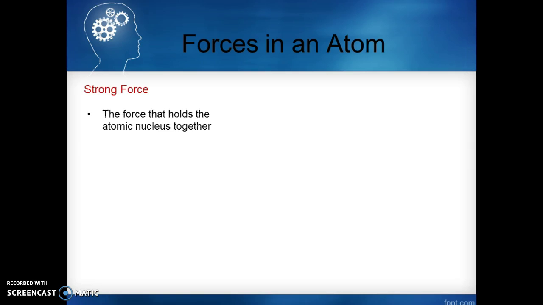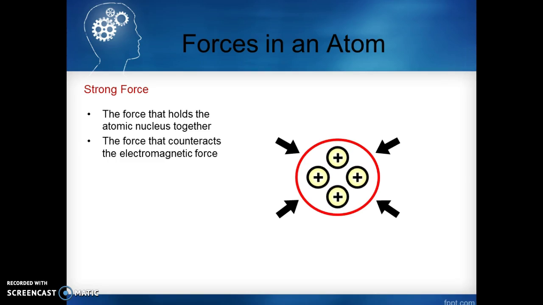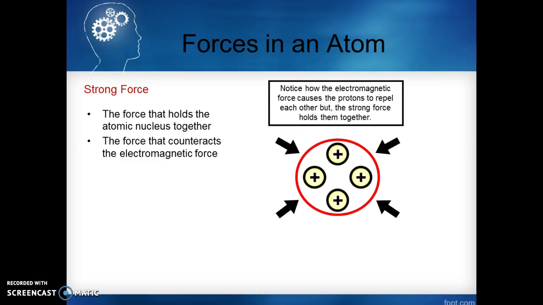Strong force. This is another force in the atom that holds the atomic nucleus together. The force that counteracts the electromagnetic force. So within the nucleus, the protons all have the same charge and they're being pulled apart from each other. They're repelling from each other due to the electromagnetic force. However, there is a strong force around these protons that holds them together.